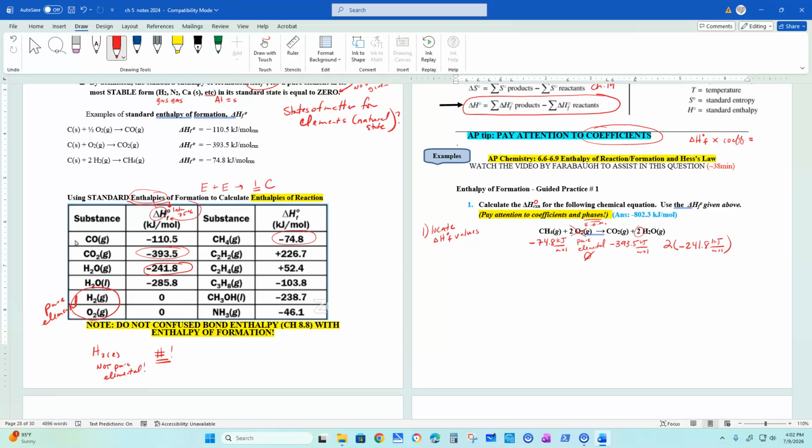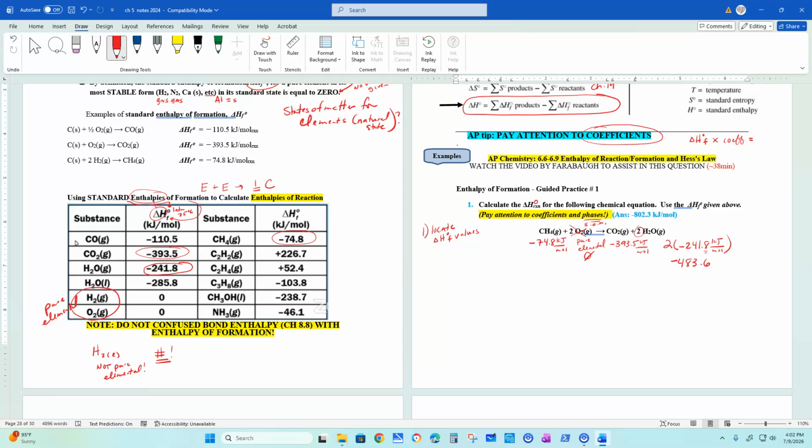Well, let's bust out that calculator. Let's go ahead and plug that in. So we got 2 times negative 241.8. So I'm going to go ahead and just write that number right below it. Okay. Don't worry about rounding or anything, just plug in the numbers. You're more concerned about sig figs. I have one after the decimal. Let's keep the one after the decimal going.